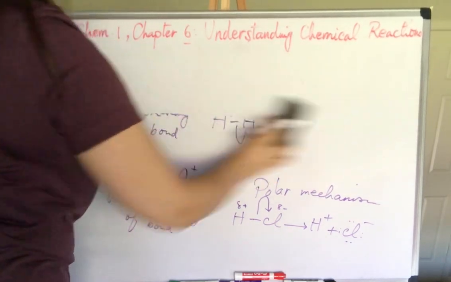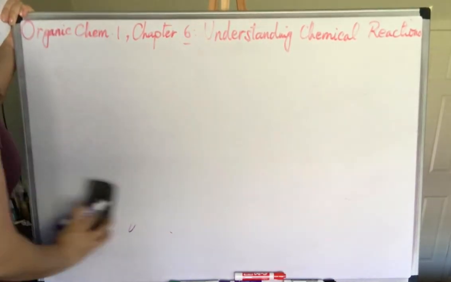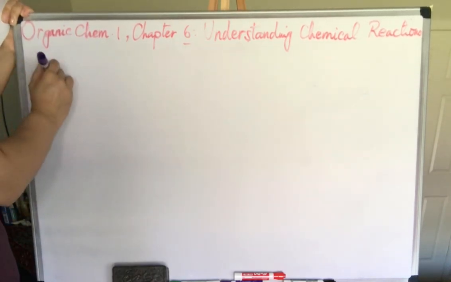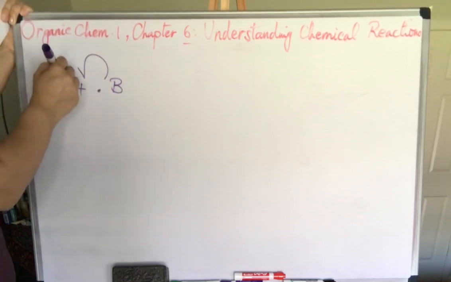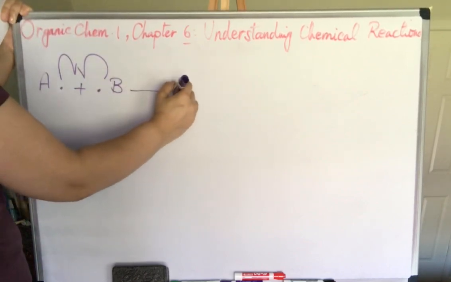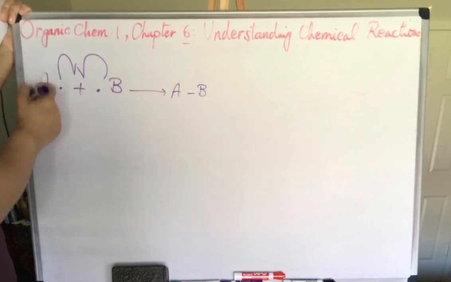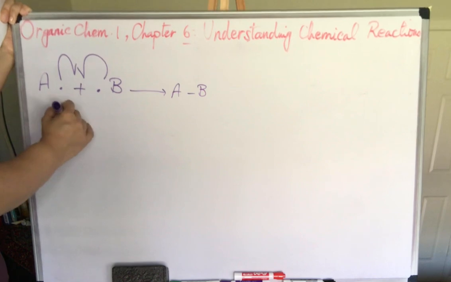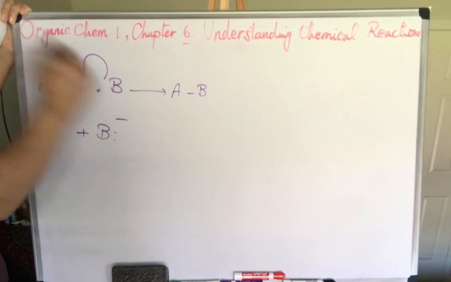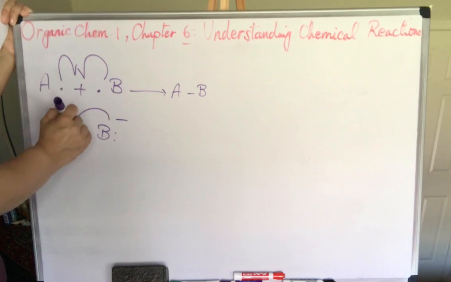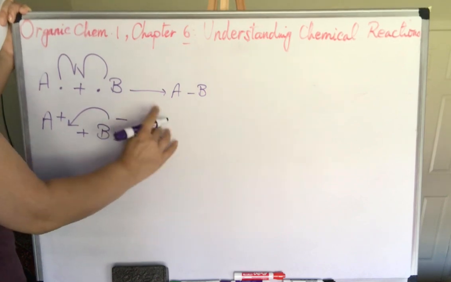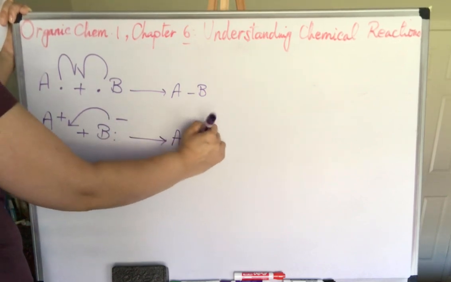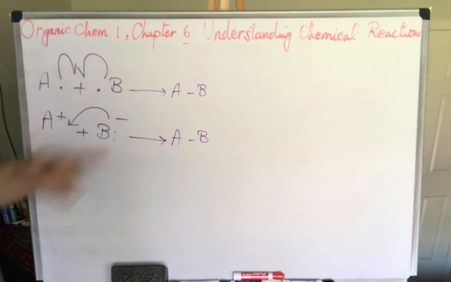When 2 radicals share 1 electron each, don't forget the hooks, sharing 1. So AB forms, again radical. And when 1 atom puts the electrons in the empty orbital of a cation, we will have a polar mechanism. Either way, the AB bond forms, but through different mechanisms.